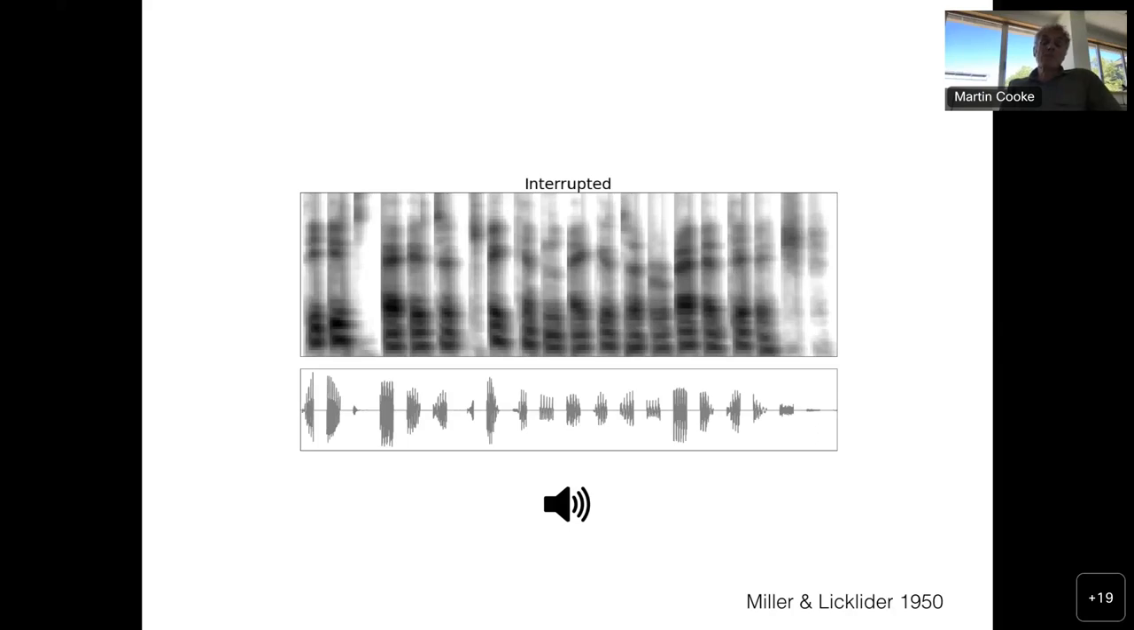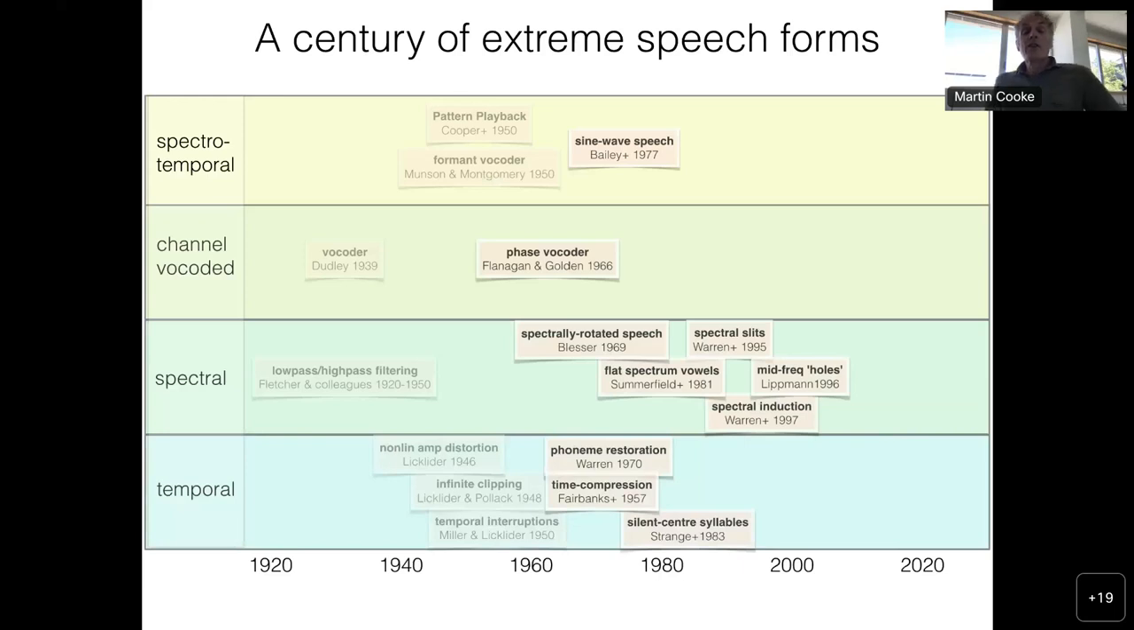Which again, is intelligible after some experience. So moving on a few years, approaching the kind of golden age, if you like, of distorted speech, perhaps, there were some pretty interesting forms of speech developed in the 60s and 70s, particularly spectrally rotated speech. I don't have an example of this, unfortunately. But spectrally rotated speech is speech where the high frequencies are mapped to the low frequencies and vice versa. It's really quite a tricky one for listeners to handle.